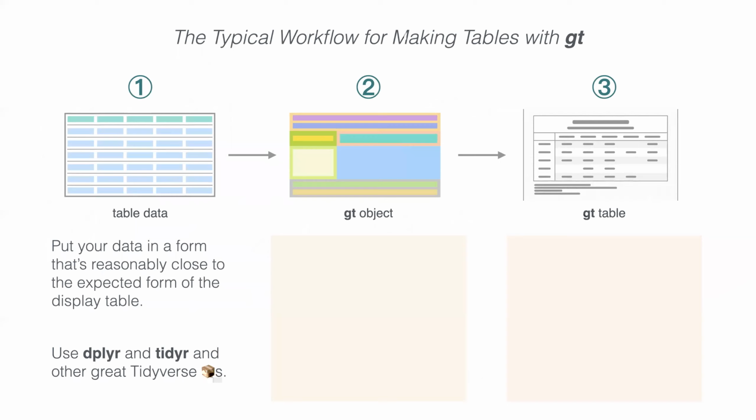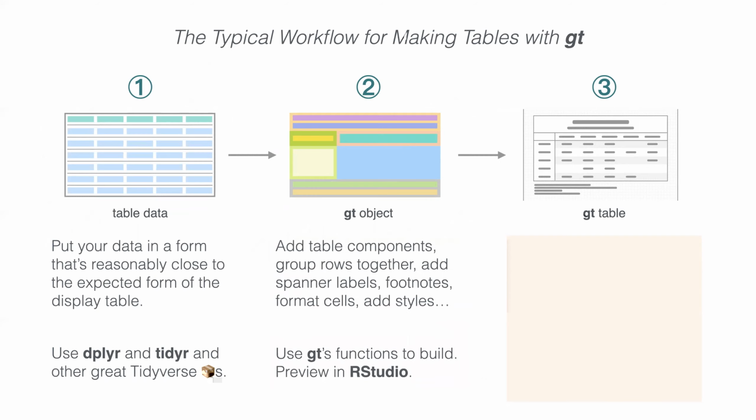Okay, so how do you do this? Well, you start with the table data. You put your data in a form that's reasonably close to how you want your table to look. We have tons of tools to make this possible. We can use dplyr, tidyr, other great packages, and just get your table into shape. Then you introduce it into GT, and right there is where you can add table components. I'll show you these things a little bit later, but you can group rows together, add spanner labels, footnotes, format cells, add styles. It's great. And you can also always preview it inside the viewer in RStudio. Or if you don't use RStudio, you can view it outside of that too. That's fine.